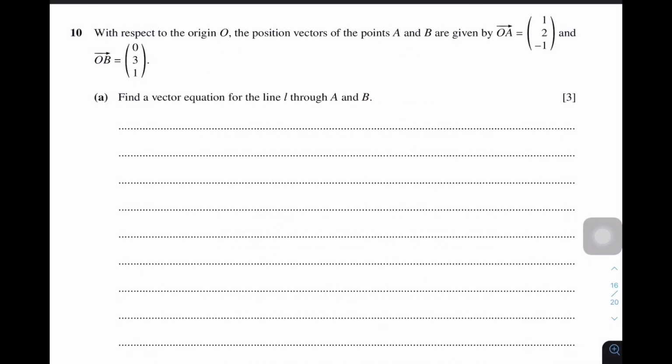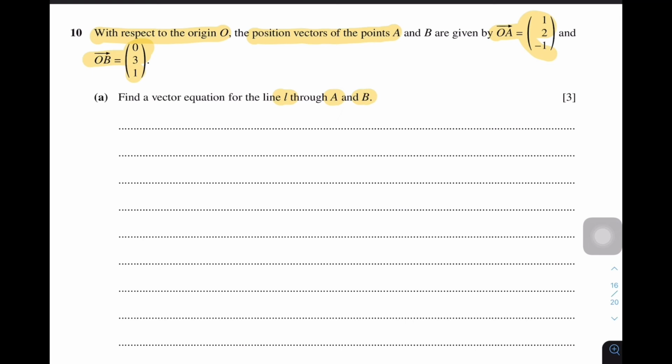With respect to origin O, the position vector of A is OA equals (1, 2, minus 1), and the position vector of B is OB equals (0, 3, 1). We need to find the vector equation of the line passing through A and B.